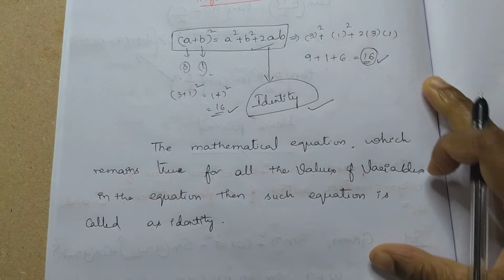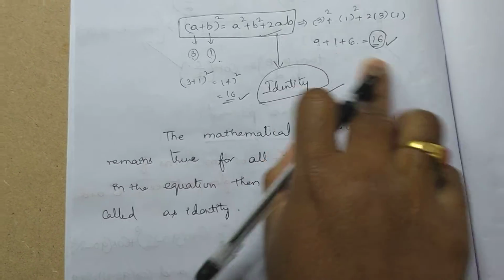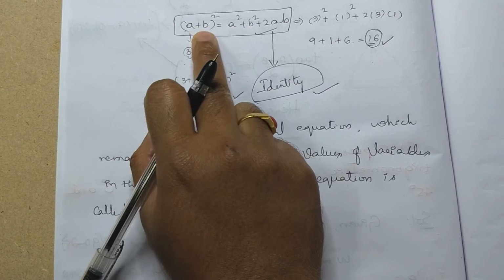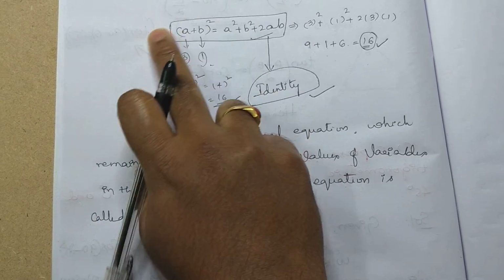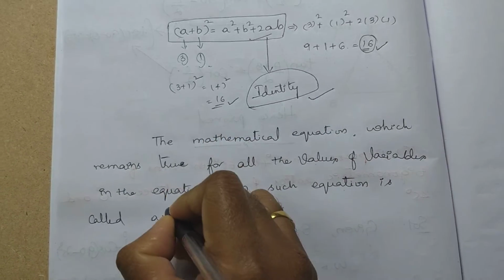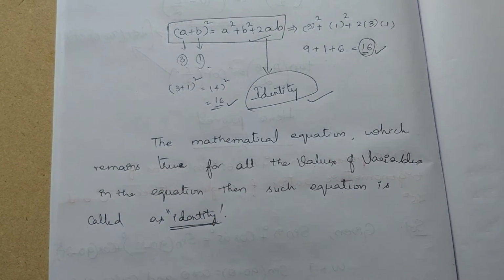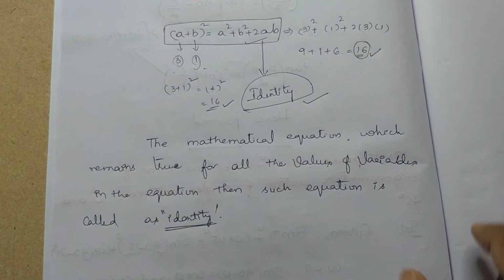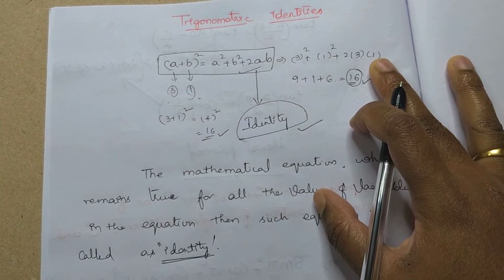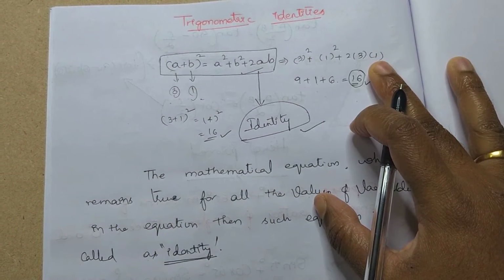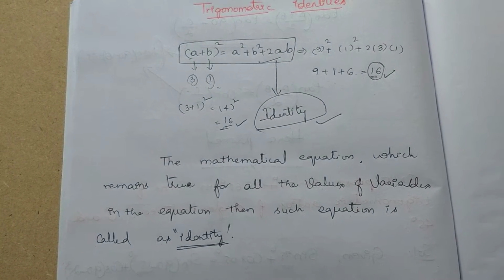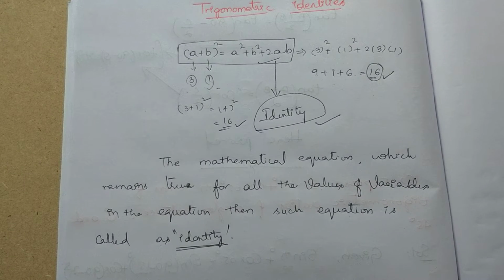Clear? I am just giving you a brief explanation now. So the mathematical equation which remains true for all the values of variables in the entire equation, such equation is called an identity. Clear? So we know the word identity. What is meant by trigonometric identity? A trigonometric identity is nothing but an identity equation having trigonometric ratios of an angle.